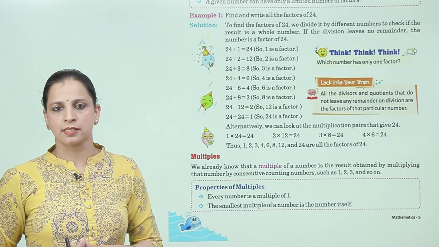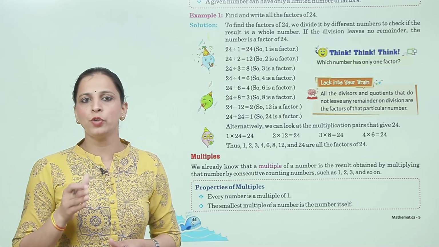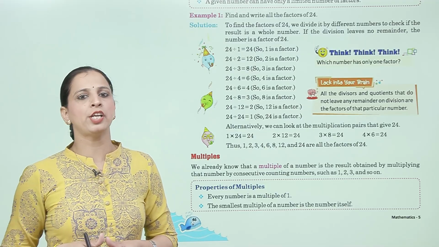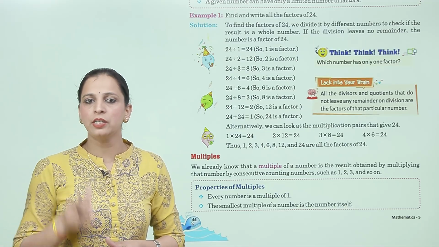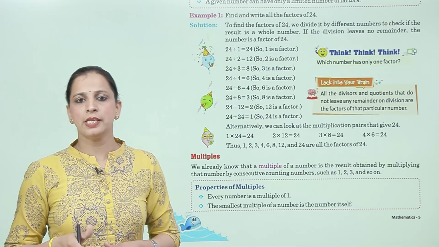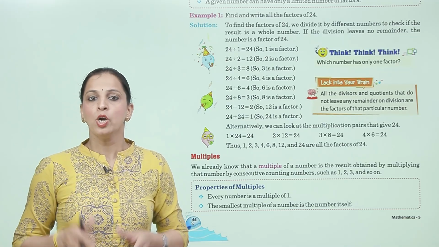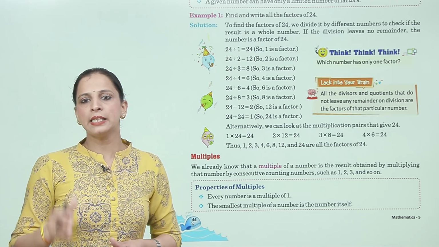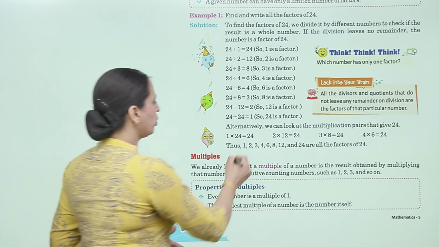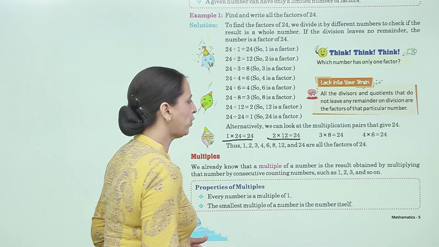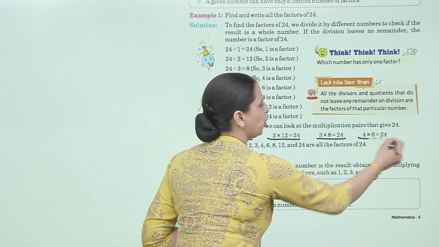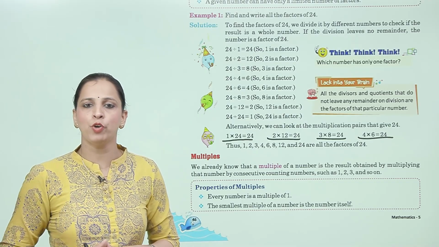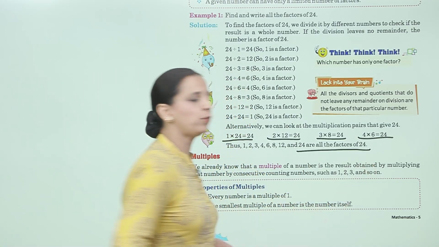24 divided by 6 is 4, so 6 is a factor. 24 divided by 8 is 3, so 8 is a factor. 24 divided by 12 is 2, so 12 is a factor. 24 divided by 24 is 1, so 24 is a factor. Alternatively, we can look at the multiplication pairs that give 24. 1 into 24, 2 into 12 is 24, 3 into 8 is 24, 4 into 6 is 24. Thus, 1, 2, 3, 4, 6, 8, 12 and 24 are all the factors of 24.